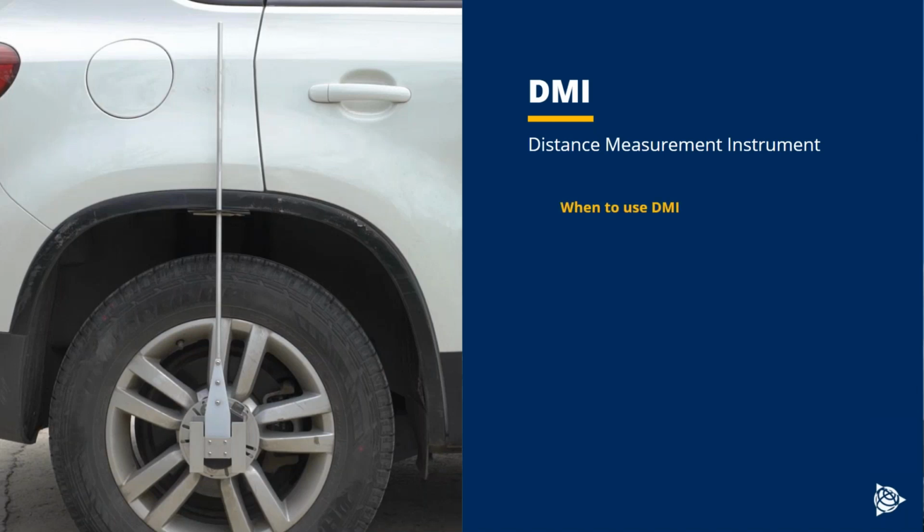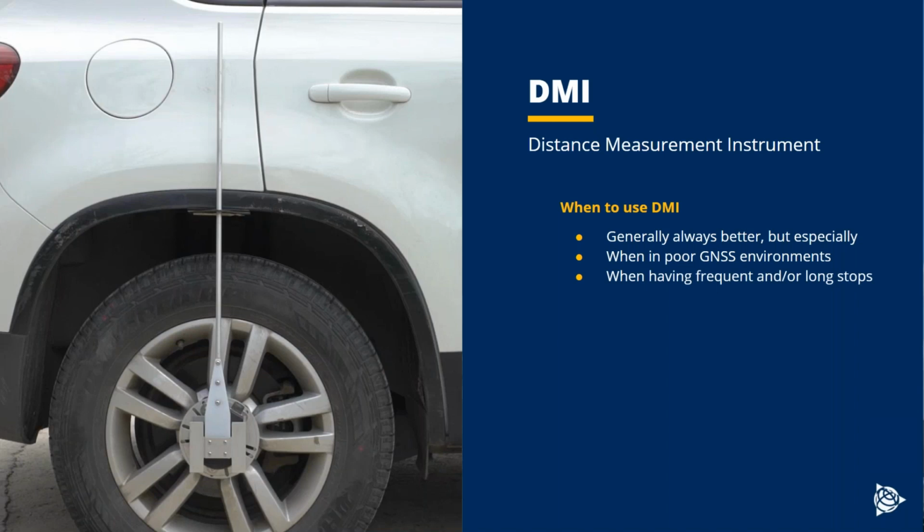When would you use DMI? Generally, we would say that it's always good to use it. It's never a bad thing to use it, but especially with a couple of different scenarios. So when you are in poor GNSS environments, for example, again, cities, tunnels, and so on. Or if you're in an area where you have to frequently stop, or you have to stop for a long time, for example, red lights in the city center or something like this.